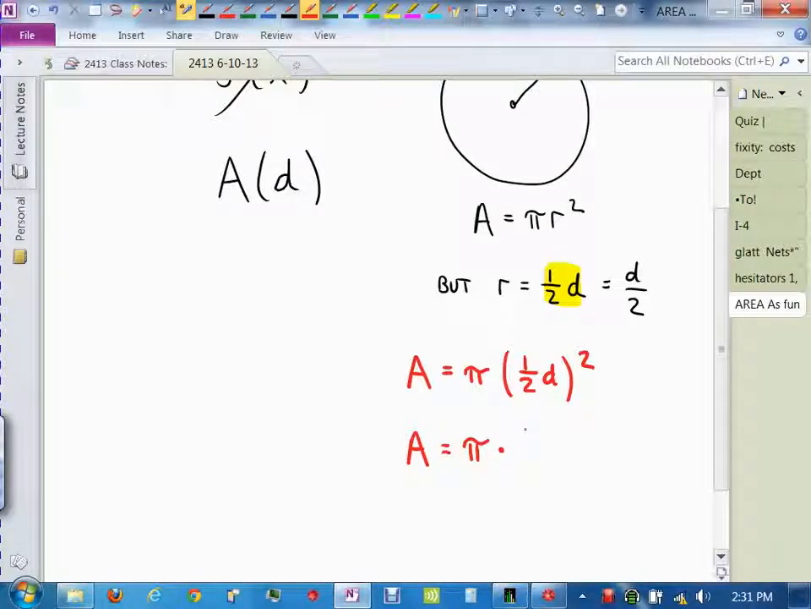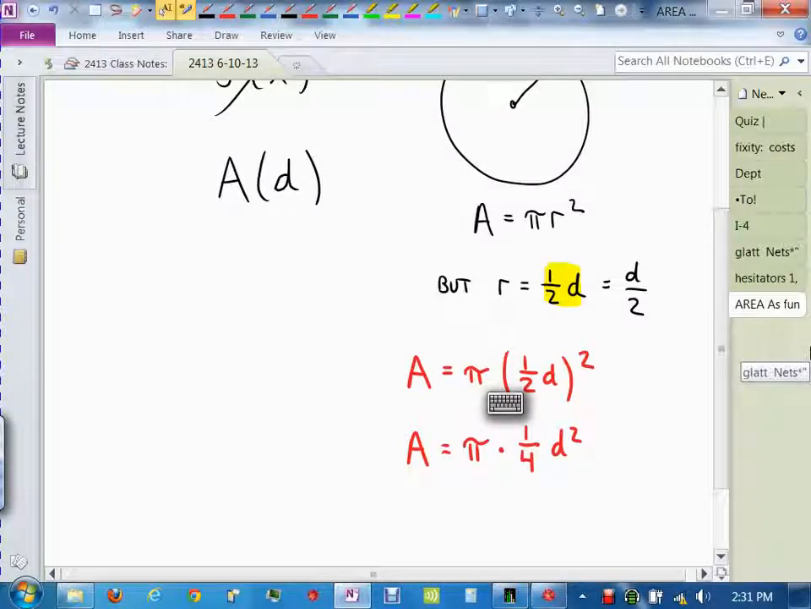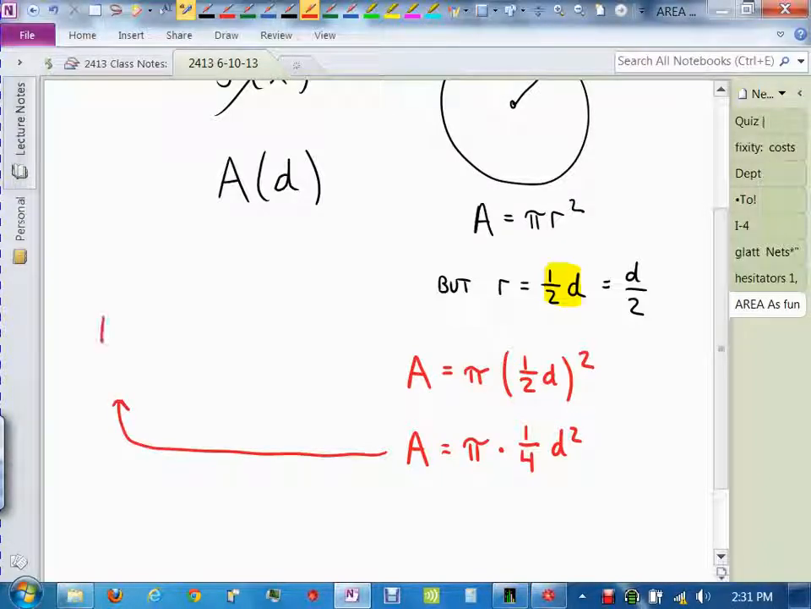Square that. What do you get? 1/4 d squared. Remember, to square something in parentheses, you must square both factors, right? So you square the 1/2, right? 1/2 times 1/2 is 1/4. D squared is d squared. And so I would probably write something like this. Area as a function of diameter is equal to 1/4 pi d squared.